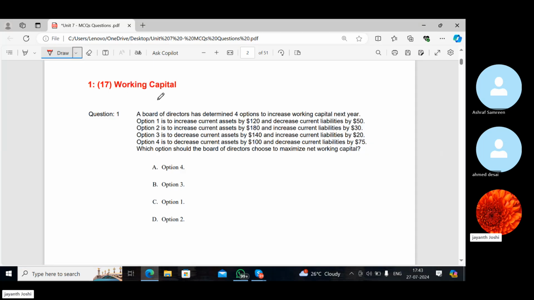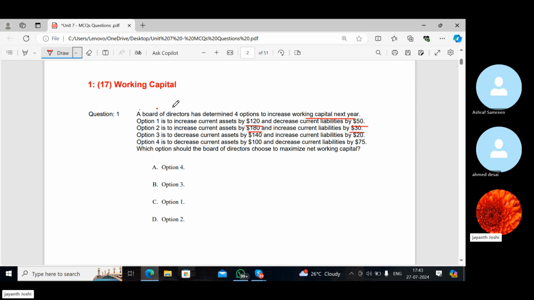Okay, so what can be the answer for the first one? The board of directors has determined 4 options to increase working capital next year. Option 1, to increase current assets by $120, decrease current liabilities by $50. Option 2 is to increase the current asset by 180 and increase the current liability by 100. See, what does it mean?